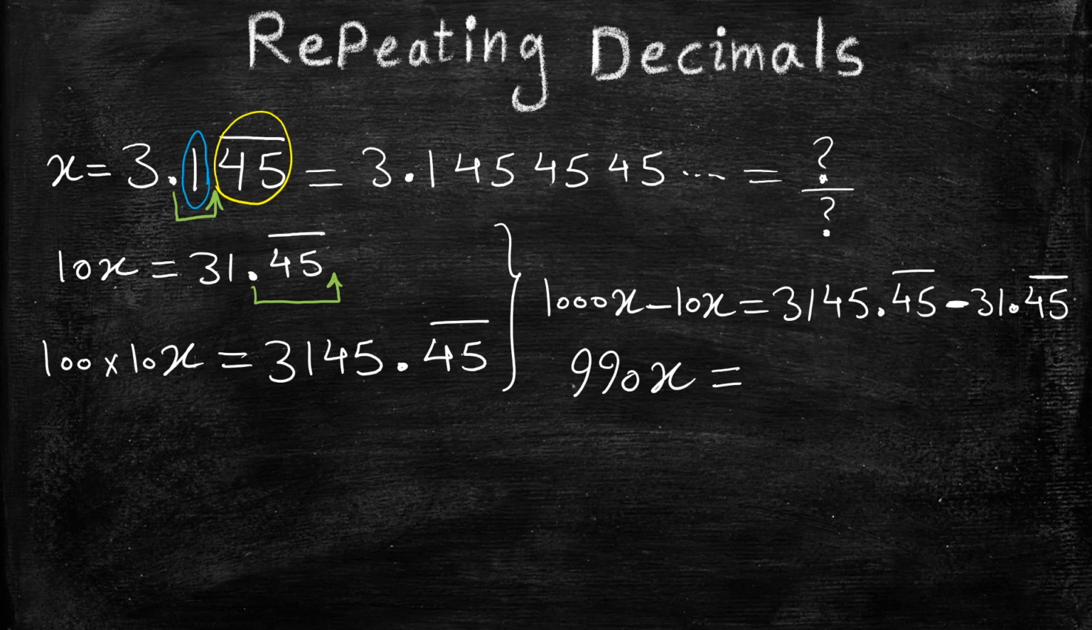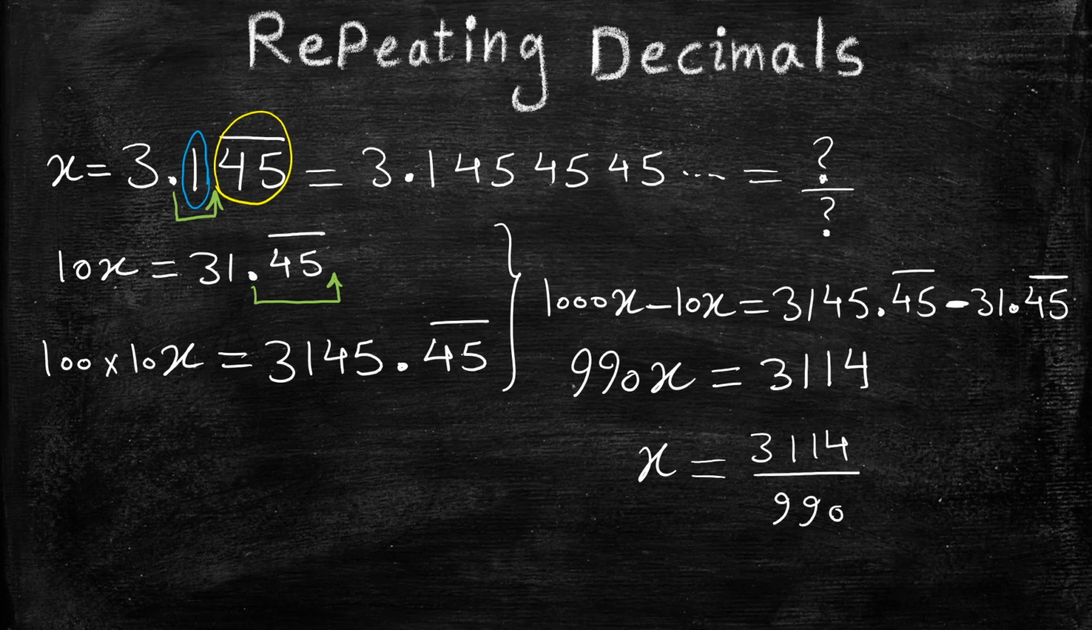First of all, the decimal part completely eliminates. And now you have to subtract the remaining 3145 minus 31. The result is 3114. That's the result. Now isolate x, divide both sides by 990. So x equals 3114 over 990. That's the fraction that represents this recurring number.